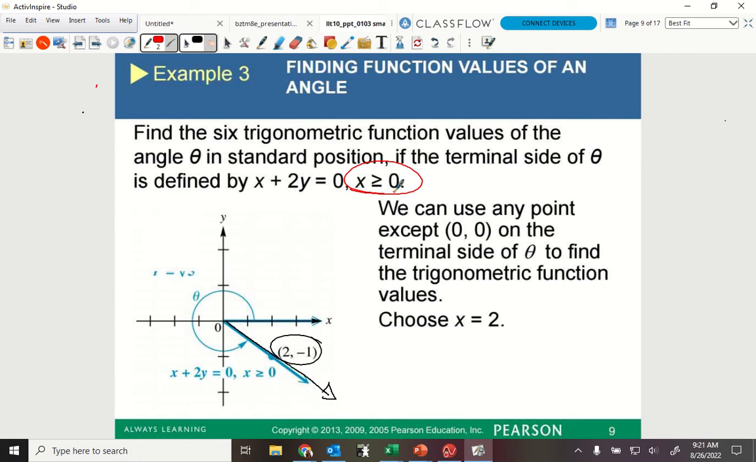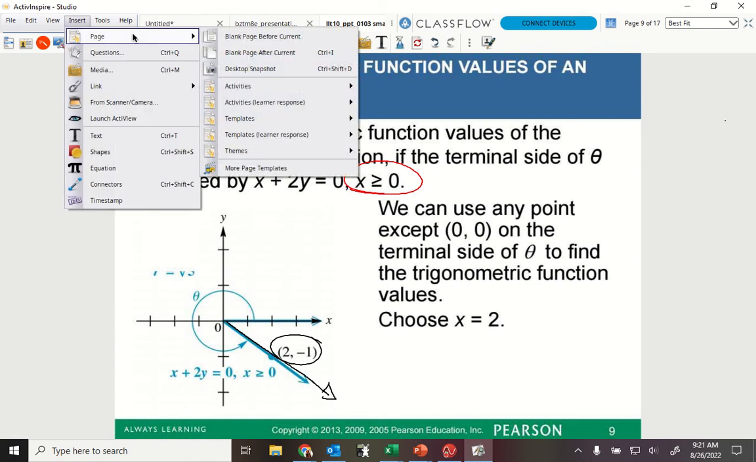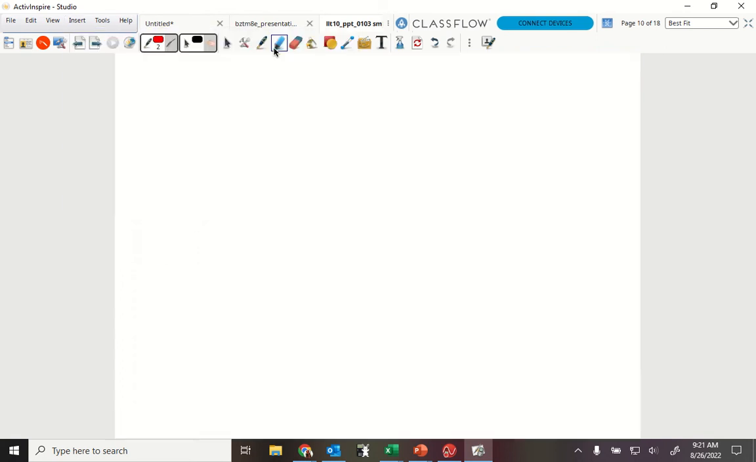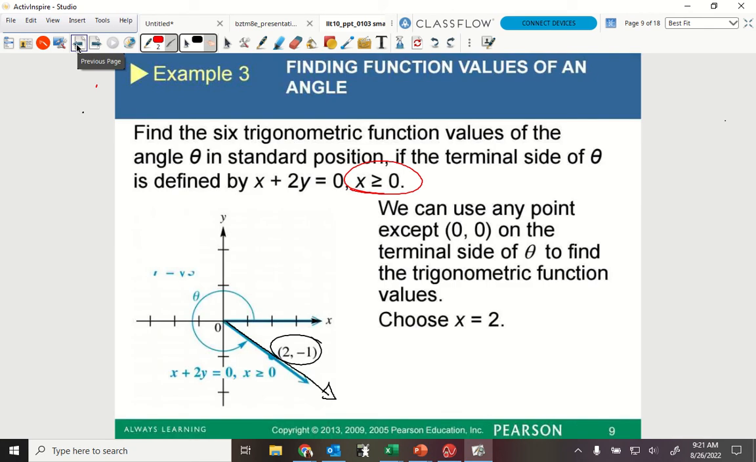All right, so this is what you're going to do. You're going to build a table. Always do this. We got to build the table. So my equation is x plus 2y equals 0.